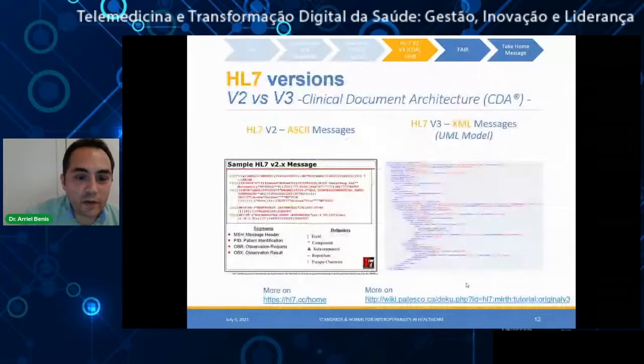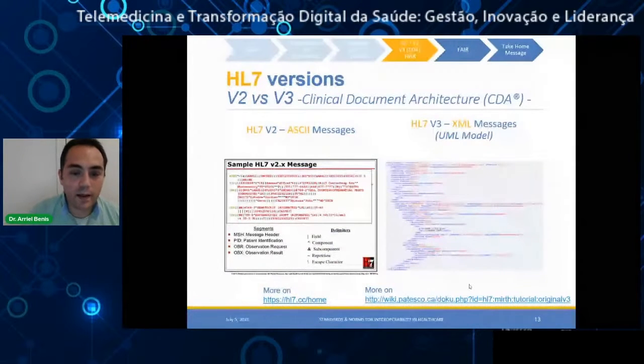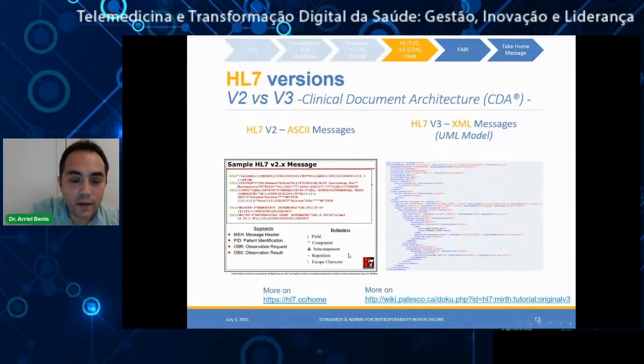So HL7 V2 was a standard allowing us to communicate this data, and you can see on the left side that it's not really user-friendly. We cannot easily read it as humans. And HL7 V3 is based on XML messages. It's relatively clear. We can, with the different tags, understand what is included in the message, but it's too complicated to read and to fit with our needs.